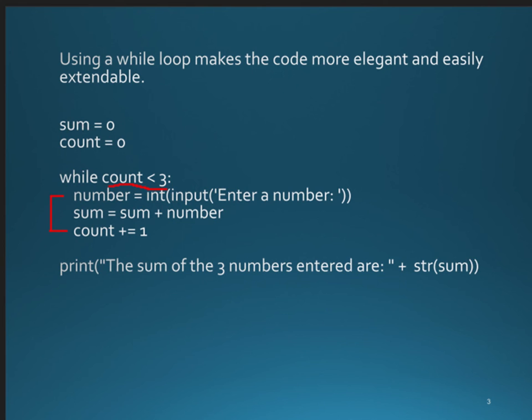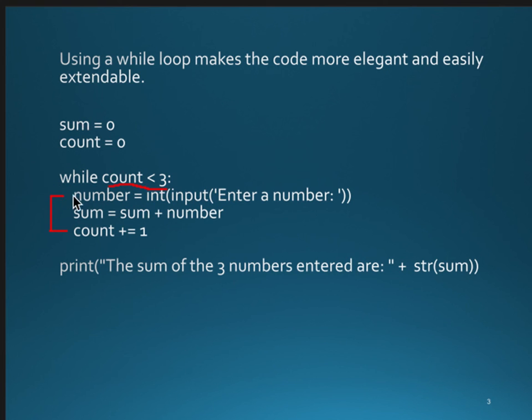So we have while count less than 3. Count begins at 0, and it first checks the condition here. Is count less than 3? Well, it is, because count is 0, so 0 is less than 3. So then we enter the while loop. We execute each of these statements, and then we go back and check the condition again. This is how a while loop is executed in Python.